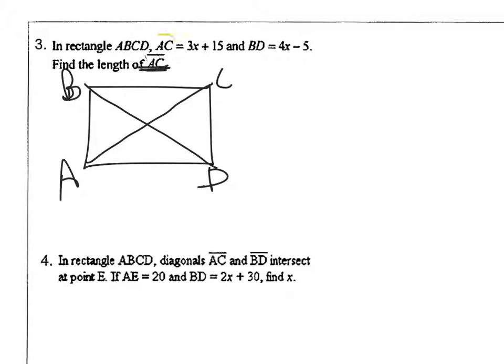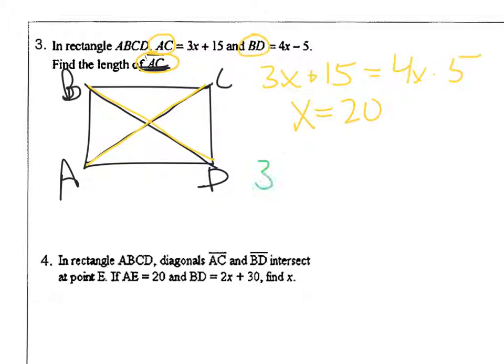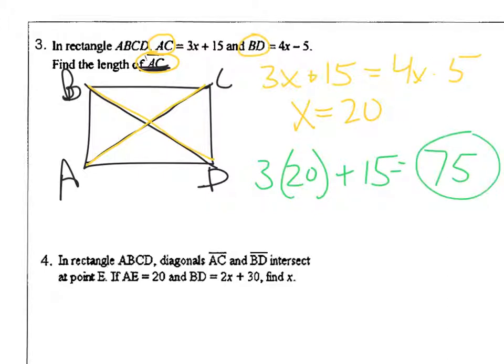Well, what's the relationship between AC and BD? Well, they're both diagonals, and we talked earlier that the diagonals in a rectangle are congruent. So again, it's as simple as saying 3x plus 15 is equal to 4x minus 5. The algebra here, if we get x by itself, will get us x equal to 20. And we're looking for AC. So if we plug in 3 times 20 plus 15, that will give us a value of 75. And again, what property did we use? The fact that the diagonals are congruent.